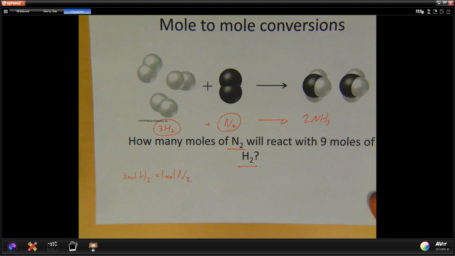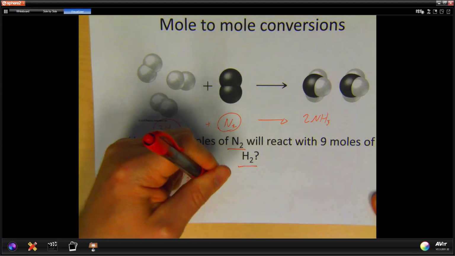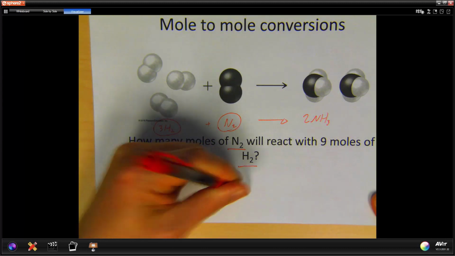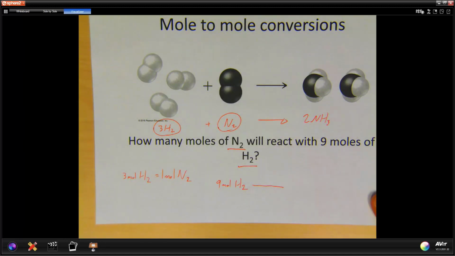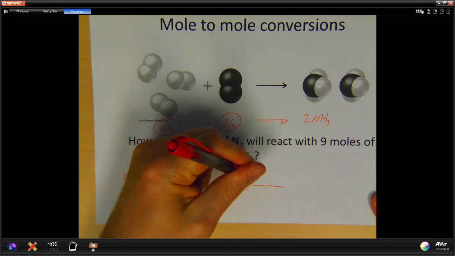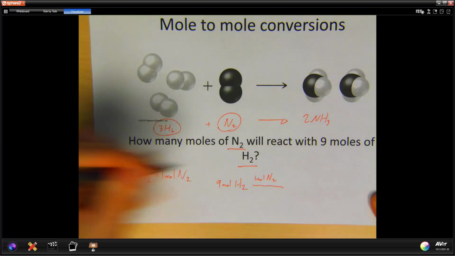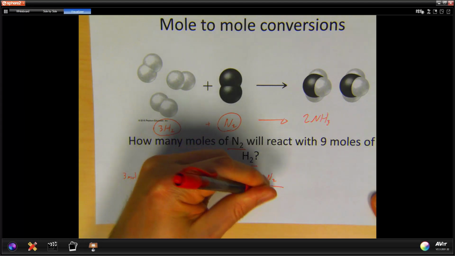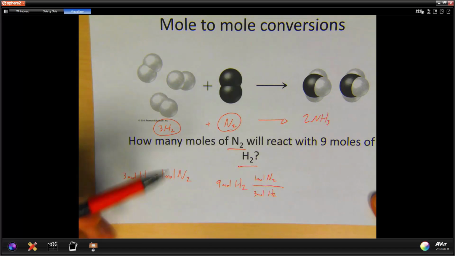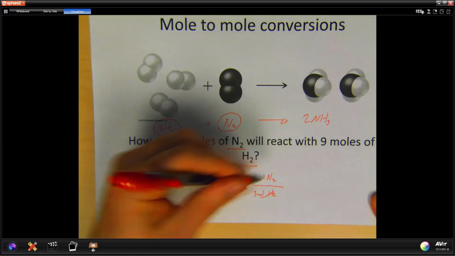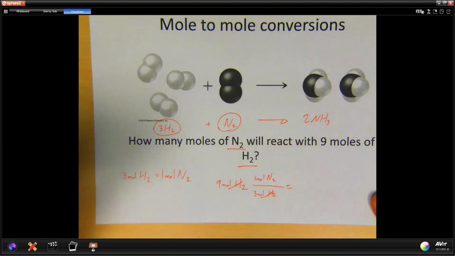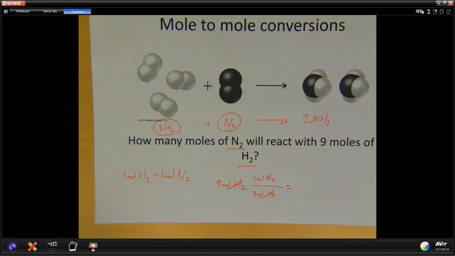Okay, so we have that information. That will be our conversion factor. And we have 9 moles of H2, so I'm going to write that down. And then I'm going to write a conversion factor here. We have 1 mole of N2 on the top, 3 moles of H2 on the bottom. Okay, we're setting this up so that the H2 will cancel out moles of H2, and we're left with units of moles of N2.